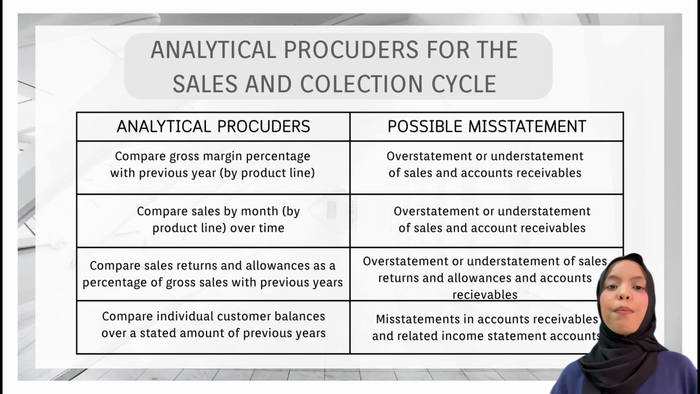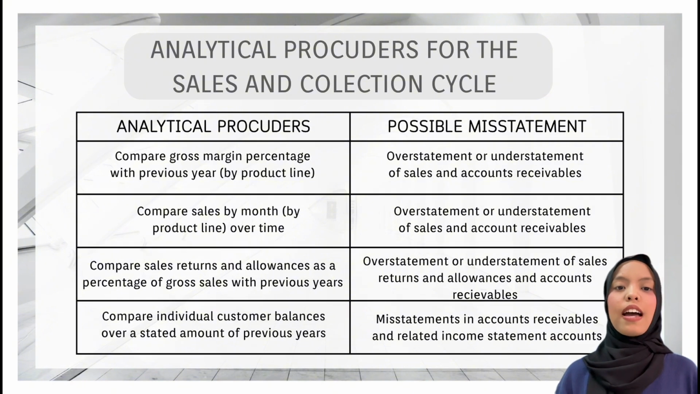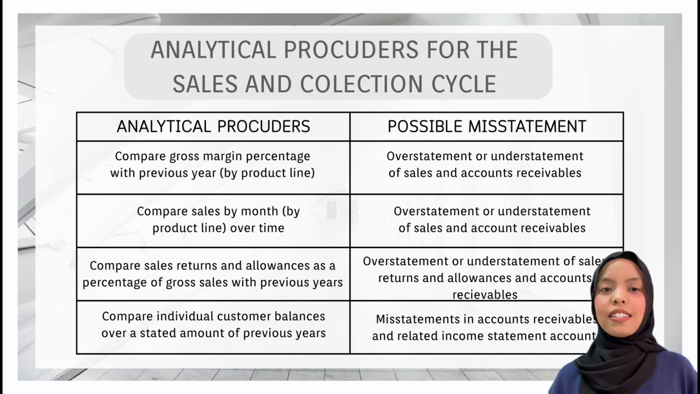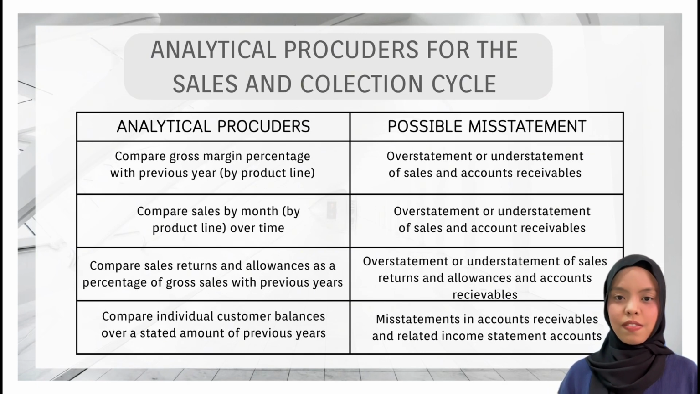Next one is comparing sales returns and allowances as a percentage of gross sales with the previous year. Sales returns and allowances are a critical indicator of the quality of sales and customer satisfaction. By comparing this figure year over year, auditors can identify possible overstatement or understatement that might affect both sales returns and accounts receivable.